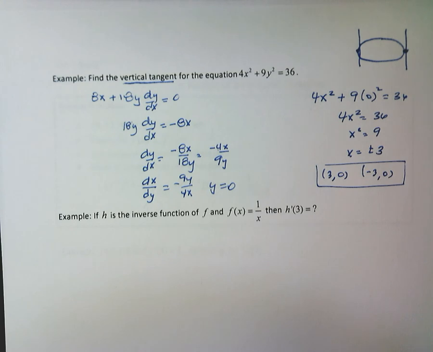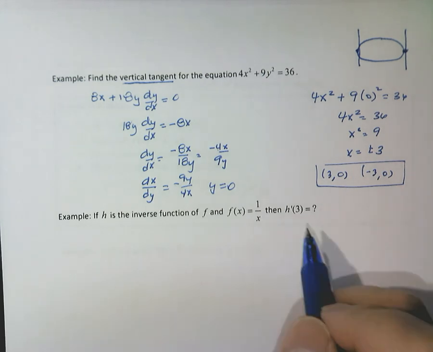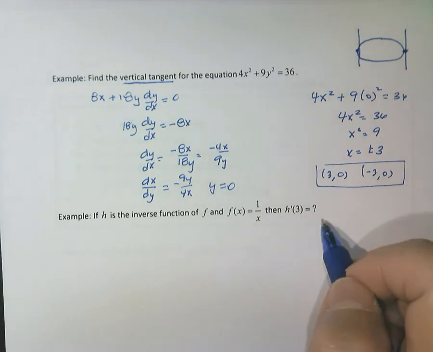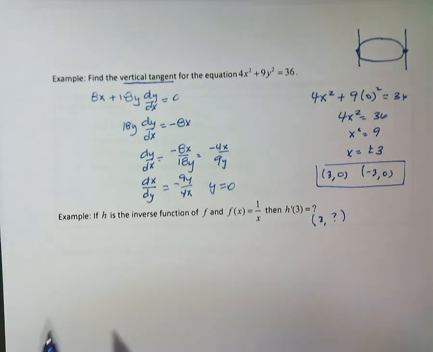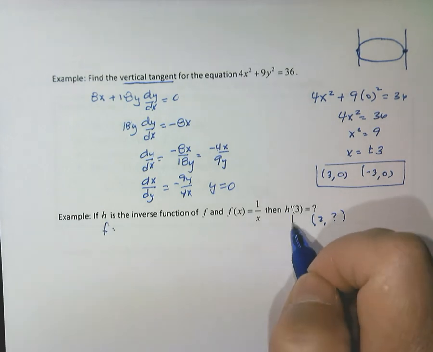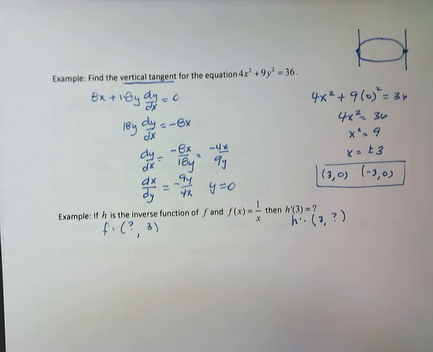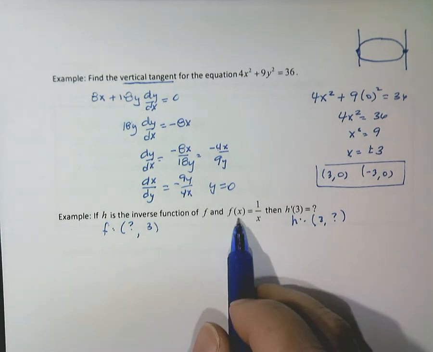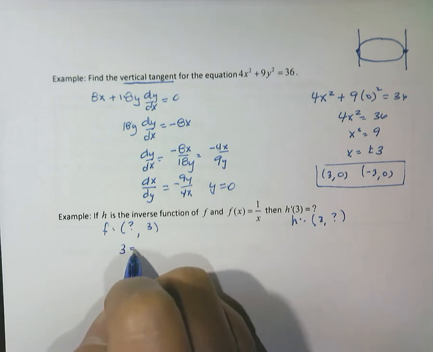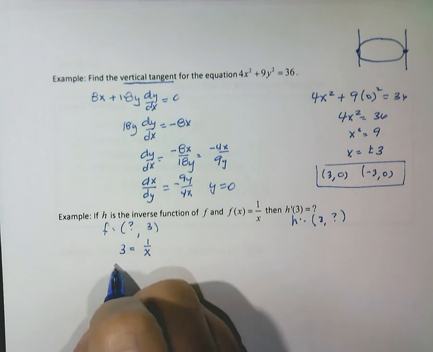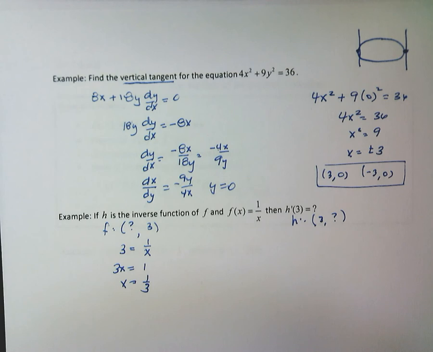Here's another way that you could see this problem. So I'm given f of x equals 1 over x, and I want to find h prime of 3. So once again, for the inverse, I've got the 3, and I don't know what the next point is. So for f, this is for h. So for f, I don't know what the x is, but I know the y is 3. So if I've got f of x equals 1 over x, I have 3 equals 1 over x. Cross multiply, I get x equals 1/3.